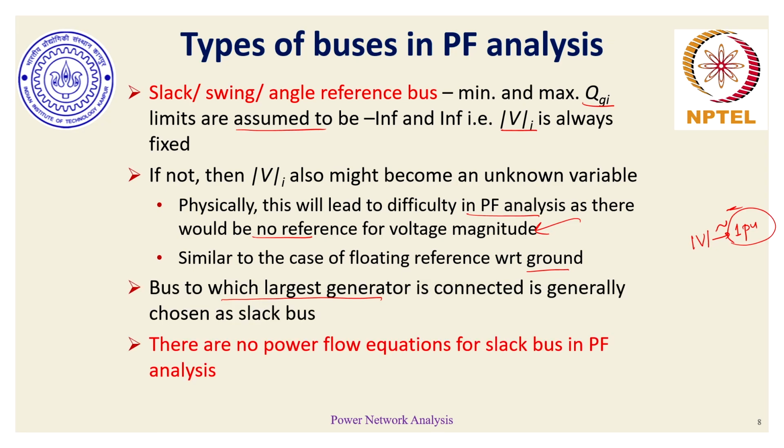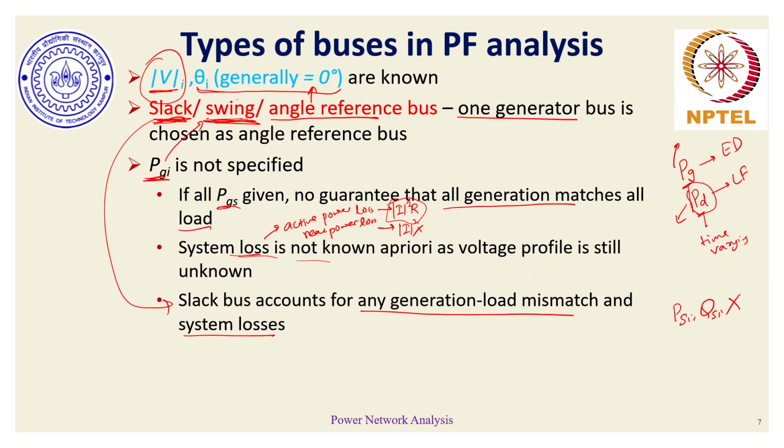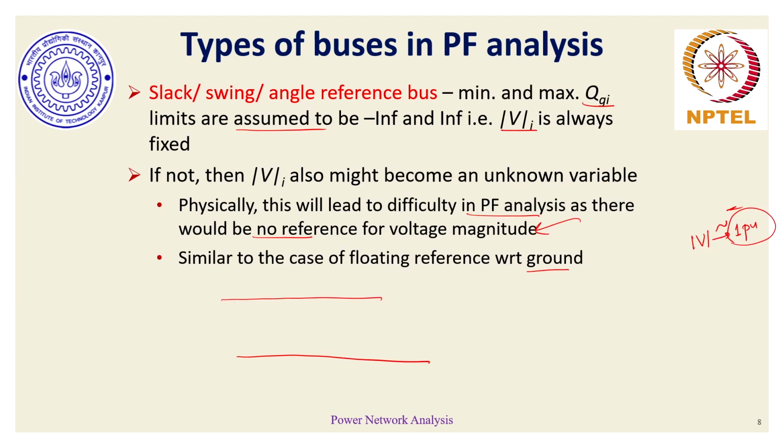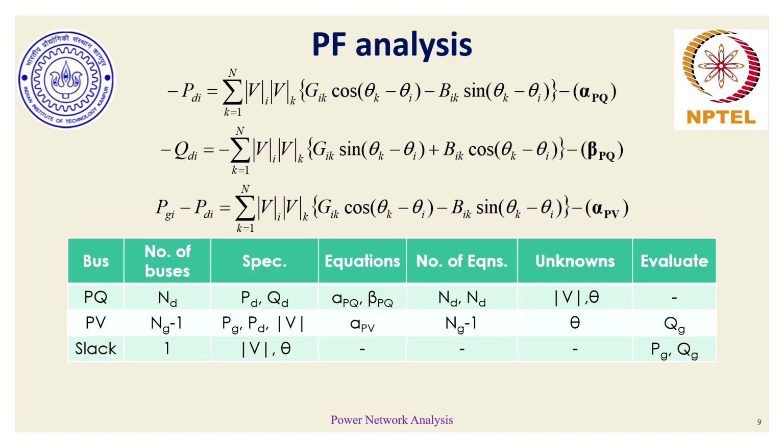So essentially, to summarize, slack bus or angle reference bus or swing bus has no power flow equations associated to it in power flow analysis, because for slack bus or angle reference bus, the voltage magnitude and phase angle are known a priori. There are no unknowns involved at all. So this slide essentially summarizes the equations and unknowns involved for an n-bus power network.